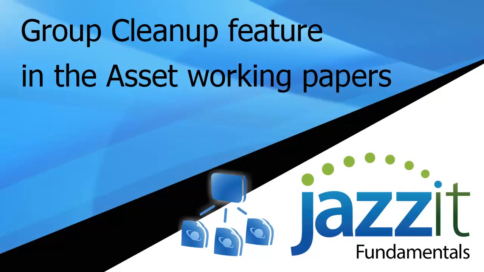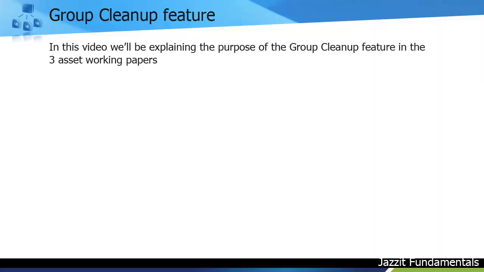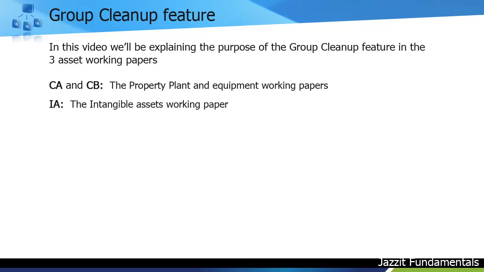The group cleanup feature in the asset working papers. In this video, we will be explaining the purpose of the group cleanup feature in the three asset working papers, CA and CB, the property, plant and equipment working papers, and IA, the intangible assets working paper.